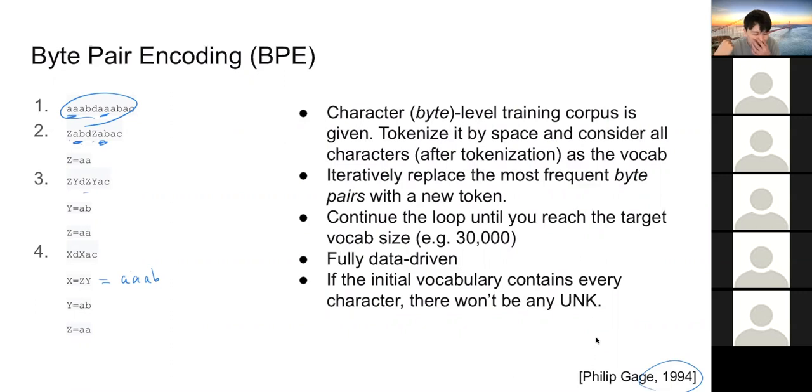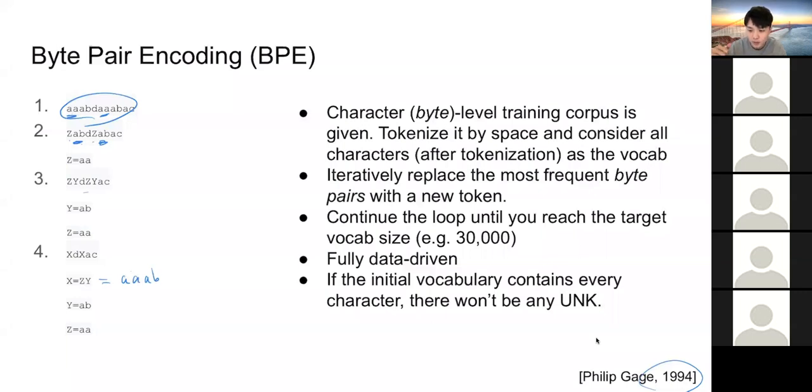So in that case, you can still handle very long tail cases, character level cases. So what happens with BPEs, then you will be able to cover everything you want. I mean, you'll be able to cover everything without UNK if this is how you do it. Of course, given that the initial vocab contains every possible character, and this is fully data driven, and you can loop this until you reach your target vocab size.